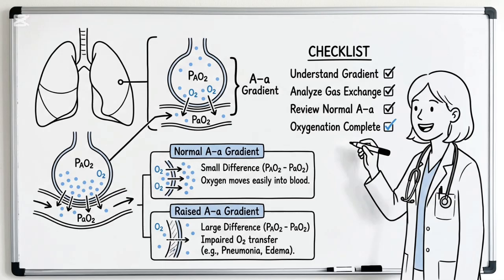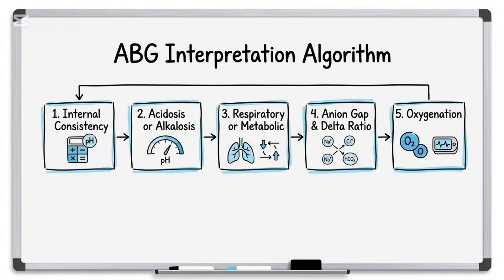Step 5. Check oxygenation. Finally, assess oxygenation. Start by looking at PaO2, then check SaO2. If oxygen levels are low, calculate the AA gradient. A normal AA gradient suggests hypoventilation or high altitude. Raised AA gradient suggests a problem with oxygen transfer, such as pneumonia, pulmonary edema, pulmonary embolism, or interstitial lung disease. Once you've assessed oxygenation, your ABG interpretation is complete.